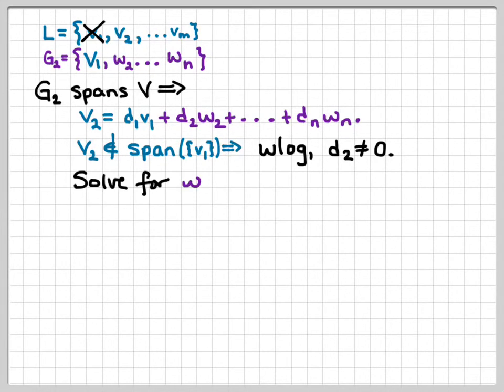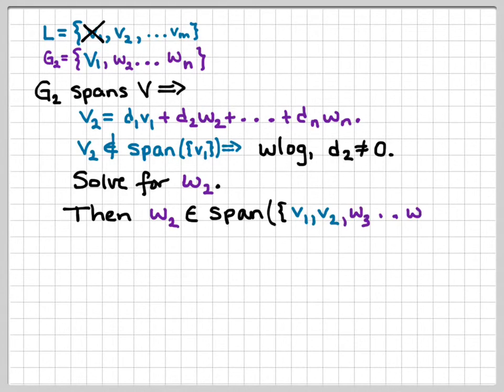Okay, well, if D2 is not 0, I can solve for W2. And then if I solve there, I would have W2 expressed in terms of V2 and then minus all this other stuff. So I would have W2 in terms of V1, V2, and W3 up to Wn. So look at this set right here, the set at the end, compared with the original G2. I got this set by removing W2 and replacing it with V2.